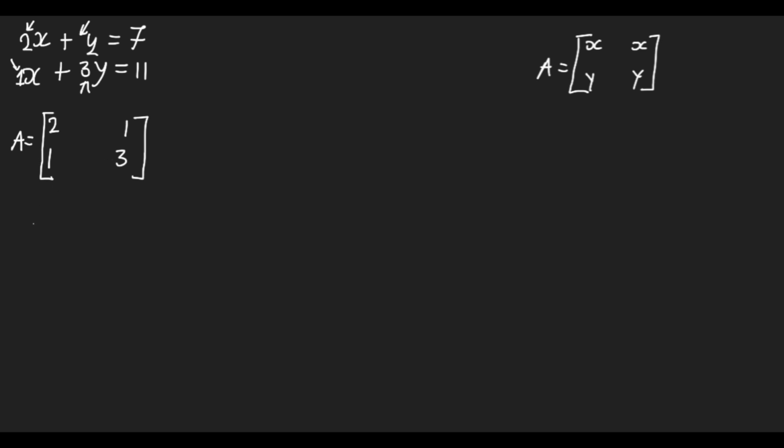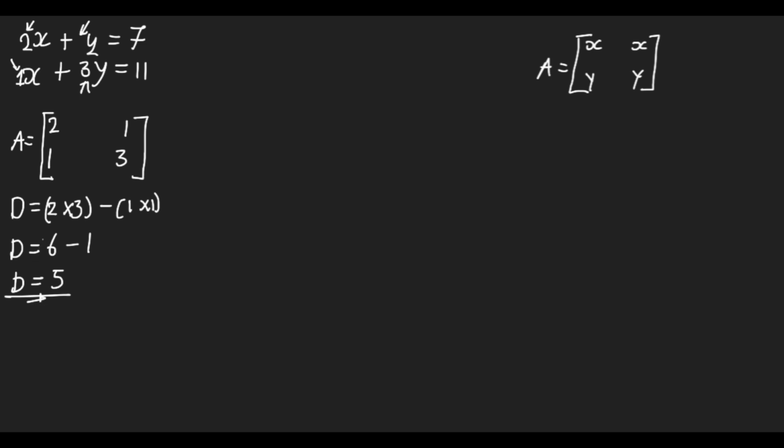Then from there we are going to find the determinant. So we look at this as the general determinant of A. So we need to multiply 2 by 3 minus 1 times 1. From there, D is equal to 2 times 3 is 6, minus 1 times 1 is 1. D is equal to 5. So our determinant is 5.